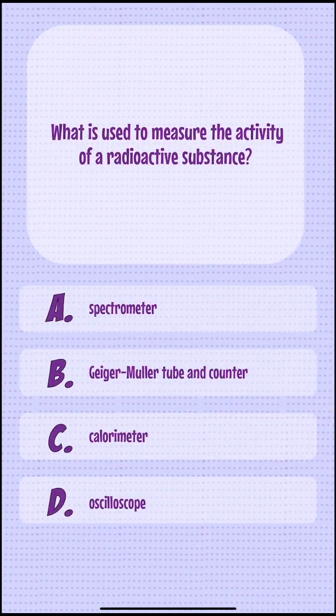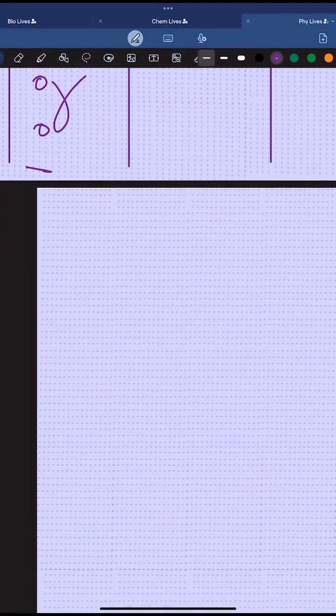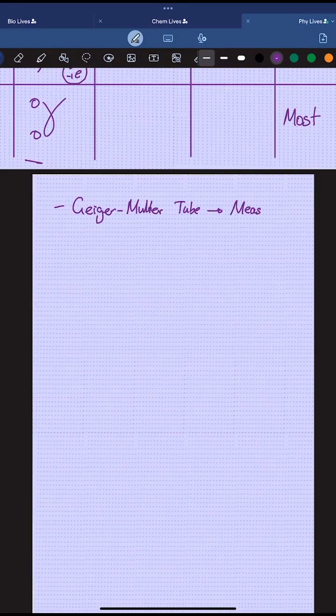What is used to measure the activity of a radioactive substance? So something experimental that we use. Yes, most of you are getting it. So just comment the answer, guys. It is a Geiger-Müller tube. Let's write this down on our notes. So Geiger-Müller tube, and what that does is it measures radioactivity or activity of a sample.